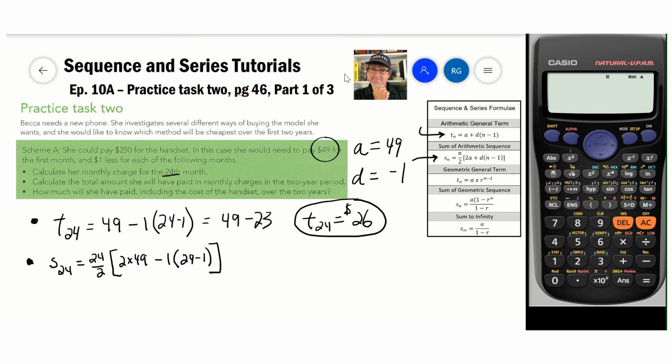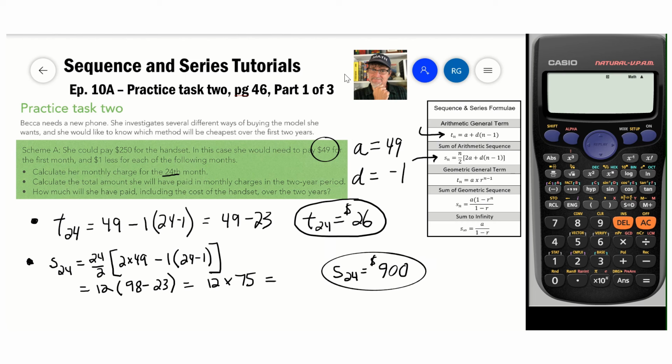Okay, so all this is 12, 2 times 49, that's 98, minus 23. So that's just 12 times 75. And that's going to give us the sum right there. Sum of all 24 terms in this sequence is $900. That's the total she's going to pay in monthly charges for the 2 years.